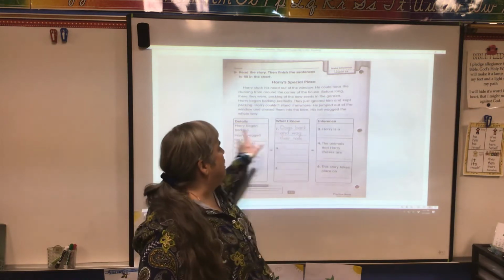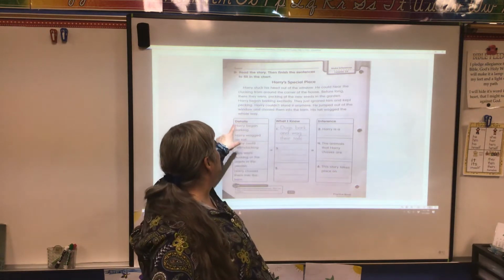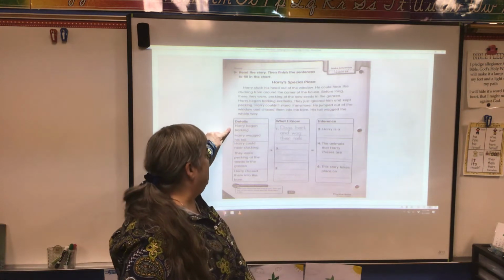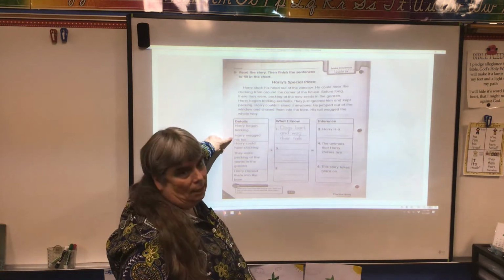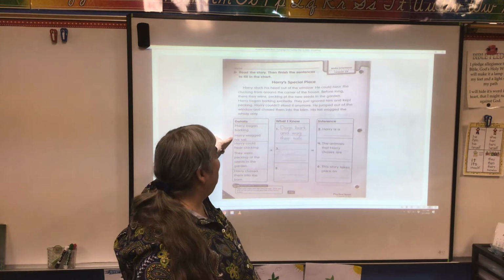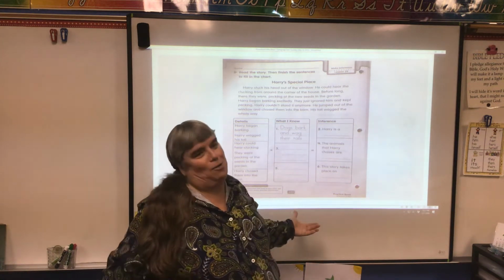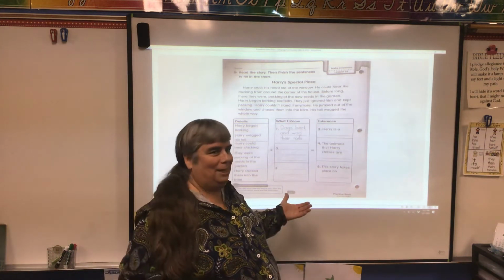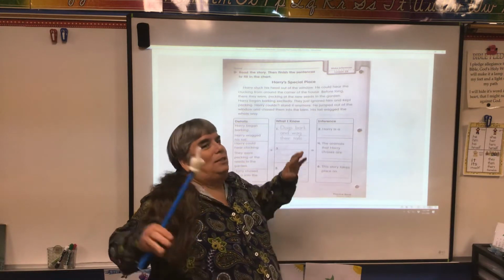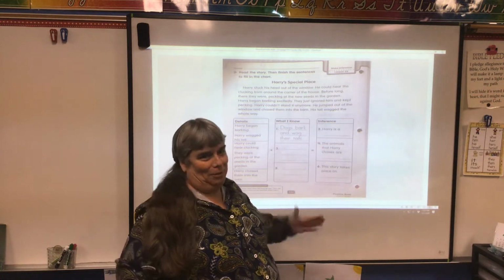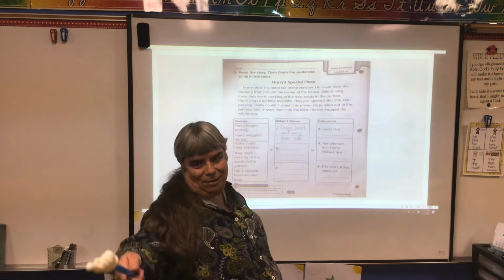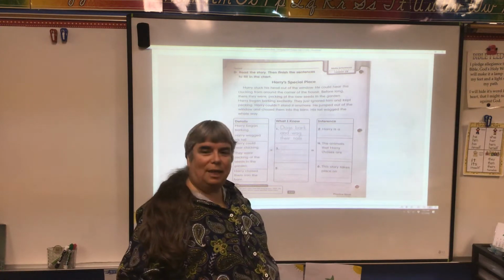They've done the first one for you. The detail says, Harry began barking. Harry wagged his tail. Well, dogs bark. This is what we already know about a dog. Unless Harry's some weird fictional animal that we've never heard of. I did have a friend that had a barkless dog. Really? That could happen then.